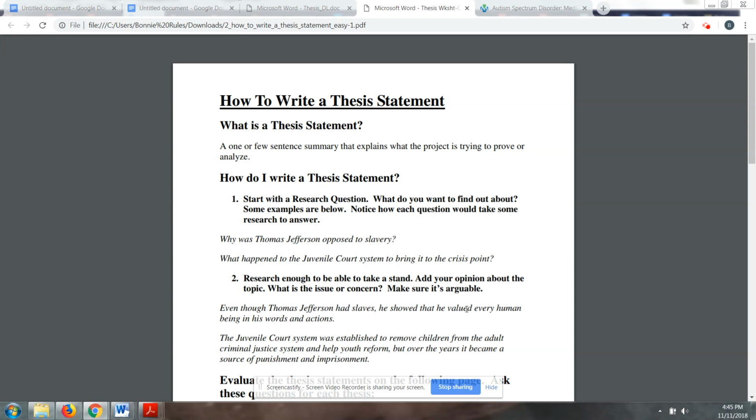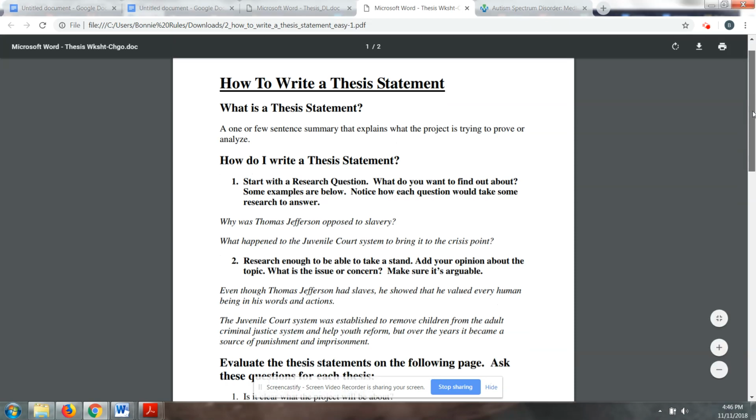But keep in mind, your thesis is meant to be a statement, not a question. So it's important that your research question turns into a statement for your thesis. So we have 2 here. Why was Thomas Jefferson opposed to slavery? And what happened to the juvenile court system to bring it to a crisis point? Now, the second one implies you might need some research before you can describe that. So especially if you're claiming it is now a crisis point, maybe some history in your introduction would be helpful there. So the readers came up with these 2.